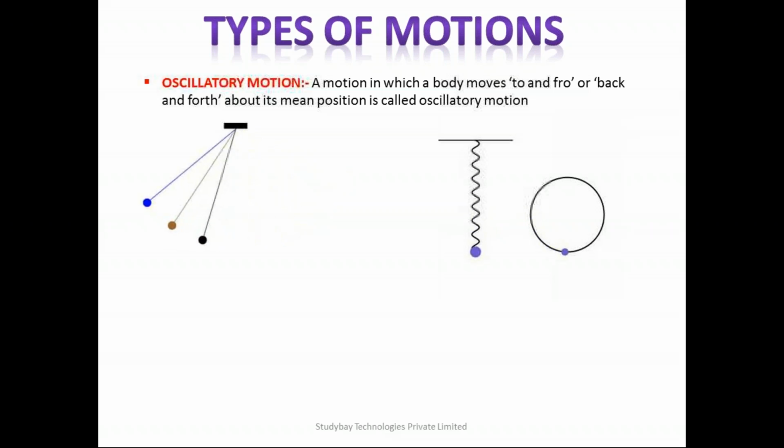Oscillatory motion is a motion in which a body moves to and fro, or back and forth, about its main position. We will discuss this kind of motion in more detail when we study the pendulum. You can see here that every to and fro movement, that is, moving from one direction to another direction, is called oscillatory motion.